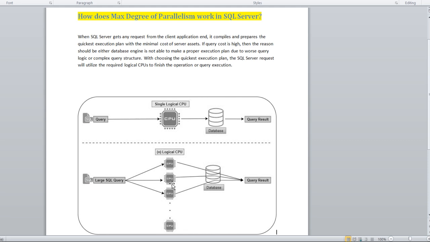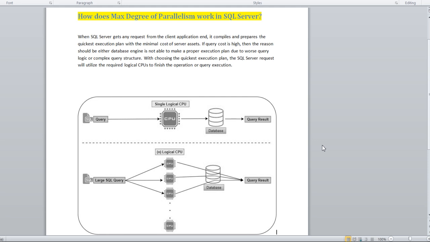What will happen? Let's assume CPU 2 and 3 completed their results, but they cannot process the result further until they wait for the CPU 1 result, right? This is the mechanism of parallelism. Only when each logical CPU completes its task will it process the result. You need to understand how parallelism works internally, and these two diagrams make it very clear.